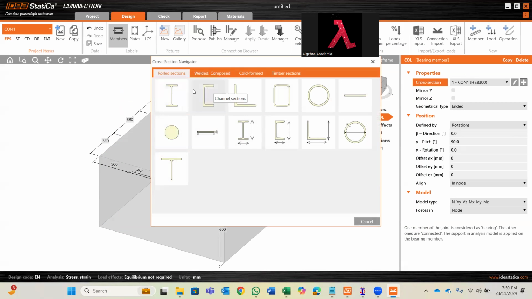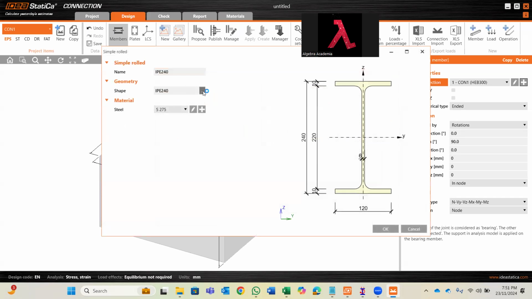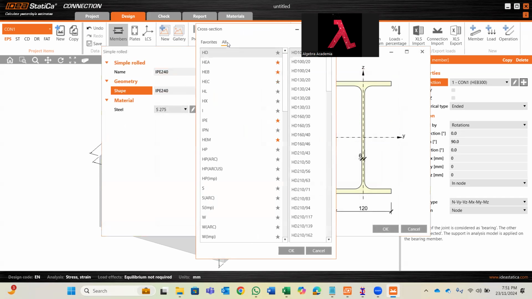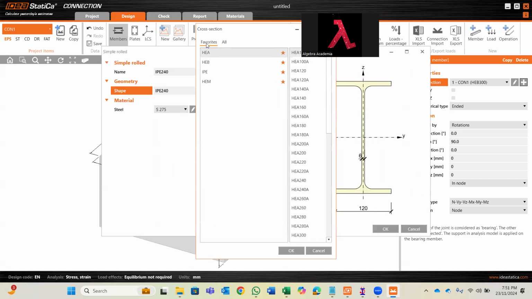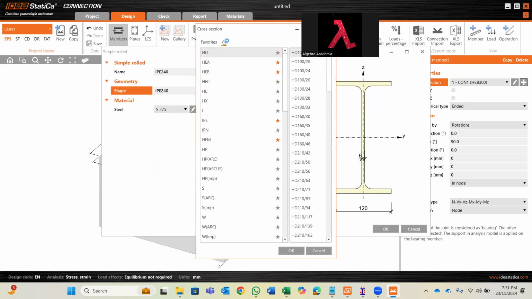The moment you click the plus mark, a small dialog box will appear here. Either you can create built-up sections, or you can go with the standard section with respect to US, UK, Chinese, Dutch, whatsoever it is. So let me go for the I section. When you click favorite, it shows only limited sections. Again, there is an option called all. Then here you will see all kinds of sections.